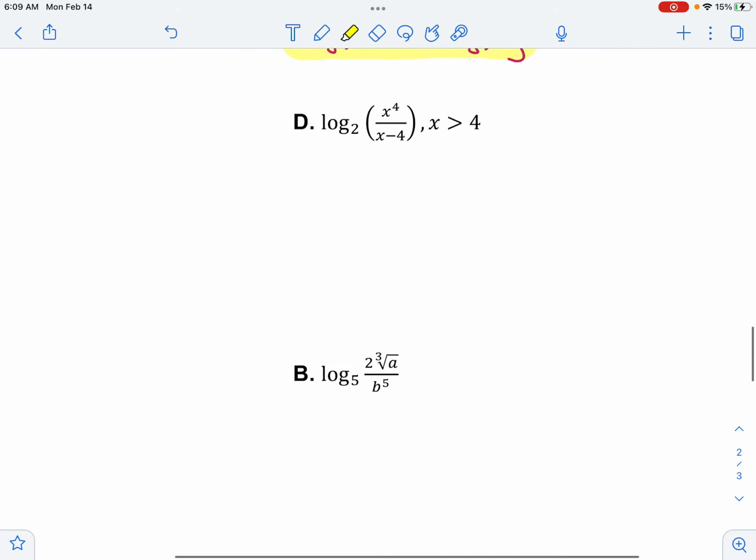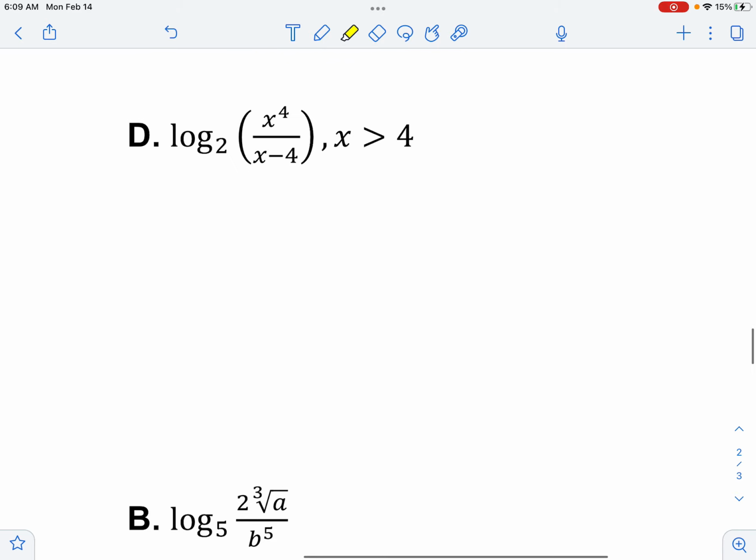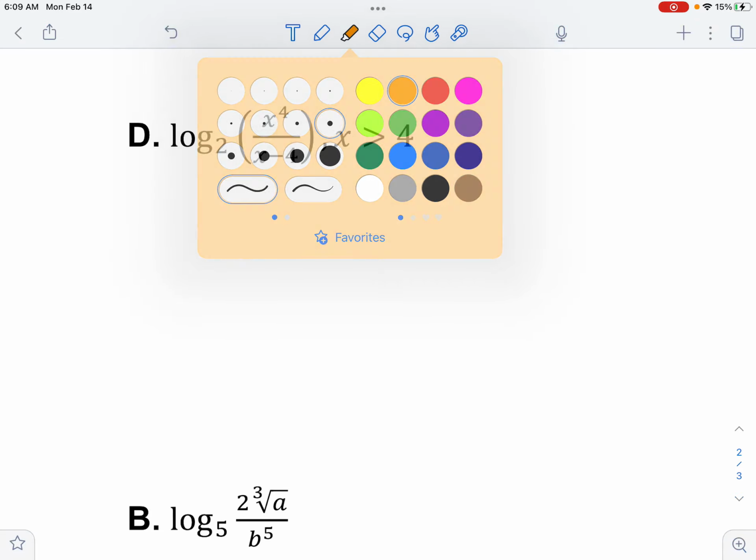And then this last example, now it does have a little domain statement here, and that is just because if you look at this argument, this is invalid if x is equal to 4 or if x is less than 4, because the argument of the log has to be greater than 0.